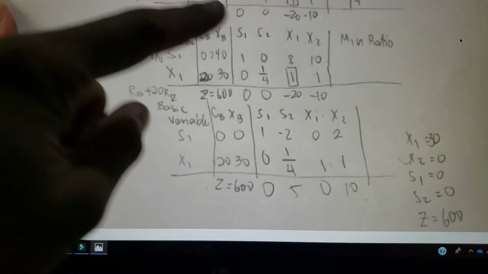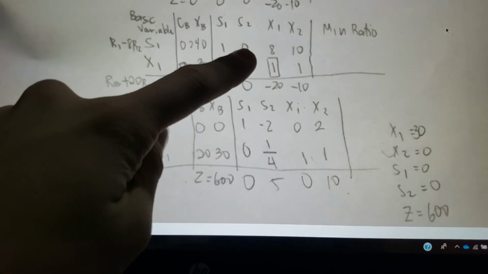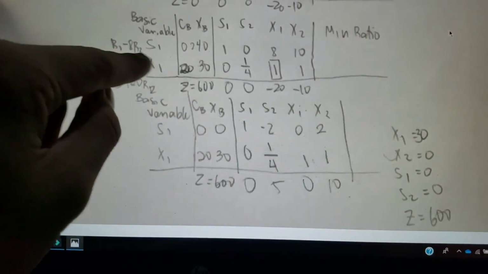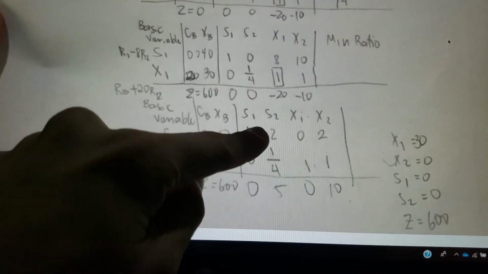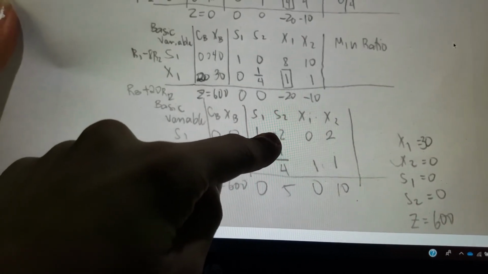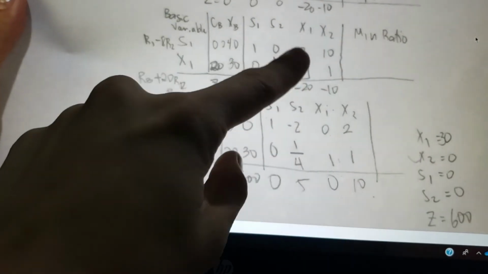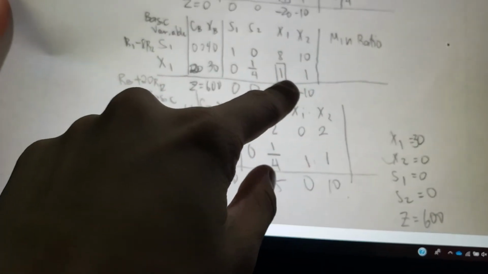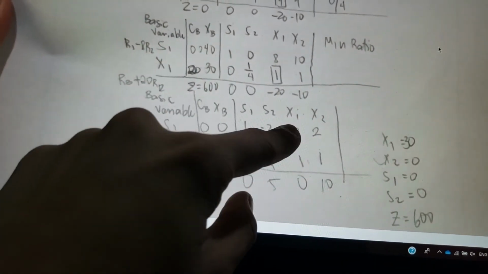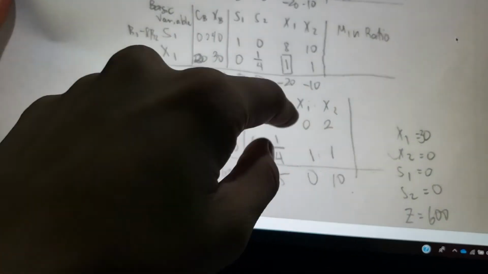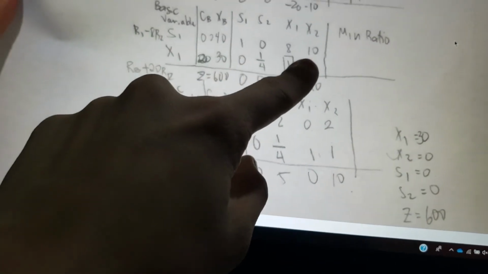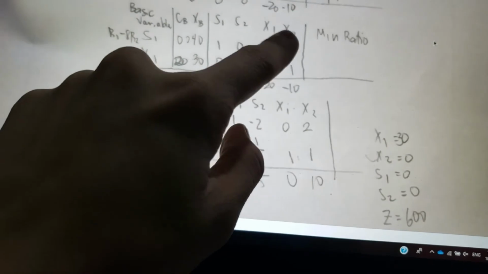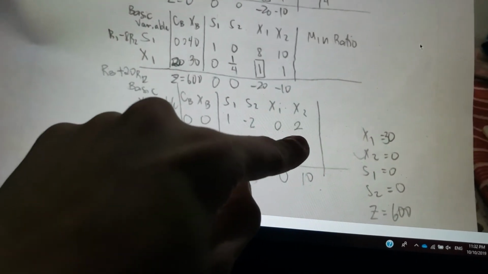after that, 0 minus 8 times 1/4 will result in negative 2. And then R1, which is 8, minus 8 times 1 is 0. And then lastly, R1 minus 8 times 1 will result in 2.